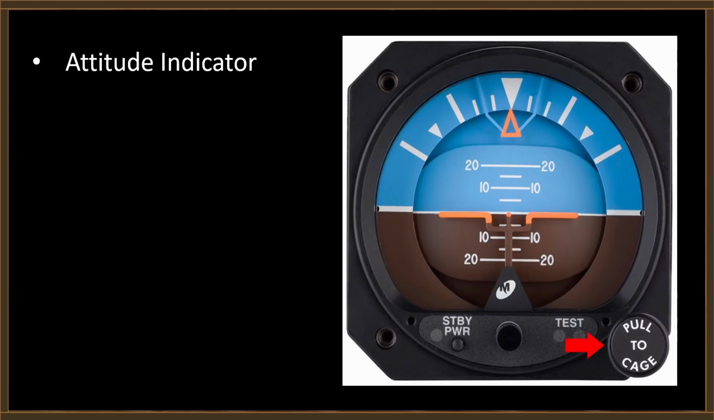But you really can't fly by reference to this thing. In fact, in visual conditions, we rarely ever even look at this thing. It's nice in instrument flight conditions because you can see at a glance what the airplane's doing, whether your nose is up or down, whether the wings are banked or not. But for actual flight purposes, we've got other instrumentation.